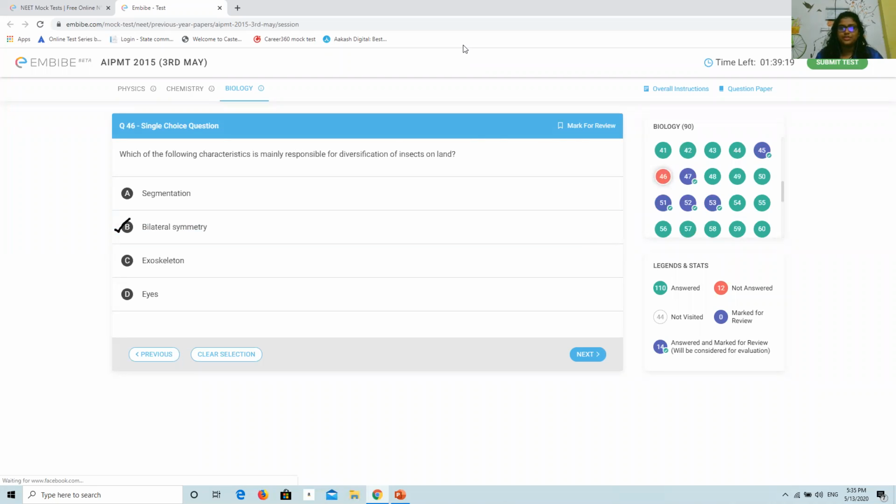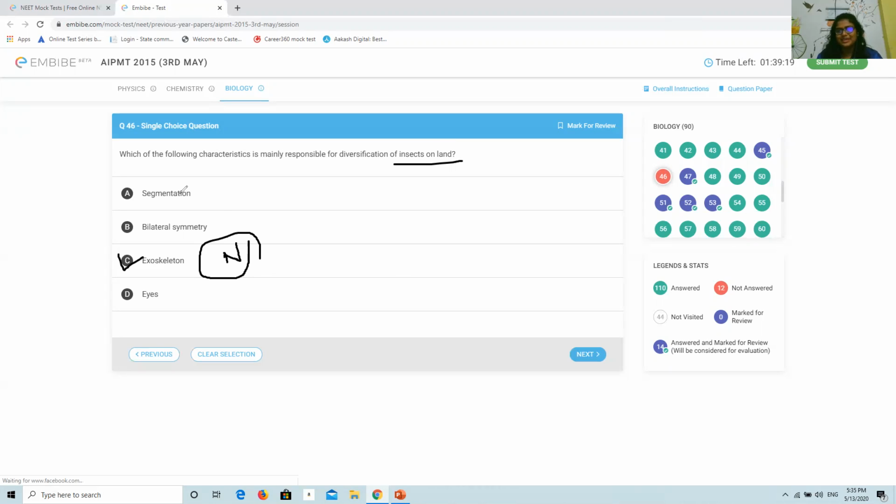Now, which of the following is the main characteristic responsible for diversification of insects on land? Alright, diversification of insects on land. So the answer is its exoskeleton. We know they have a very strong exoskeleton, and it is made up of a very special sugar. Alright, so this is N-glucosamine. Just need to remember this, and it is exoskeleton. Because that's the strongest part, the tougher layer. So hence it helps for diversification of insects on land.